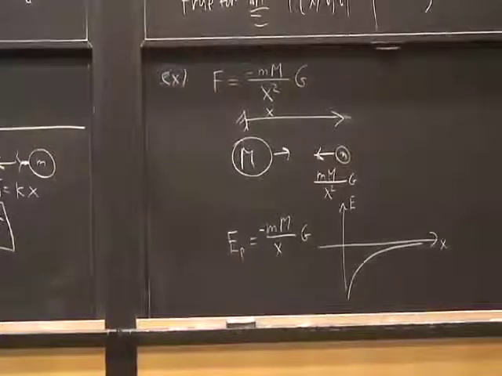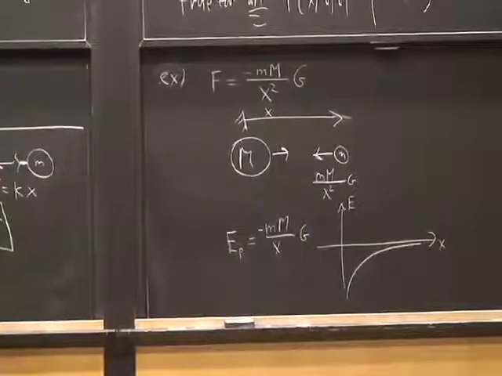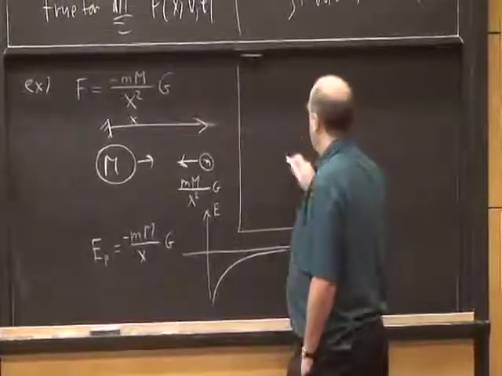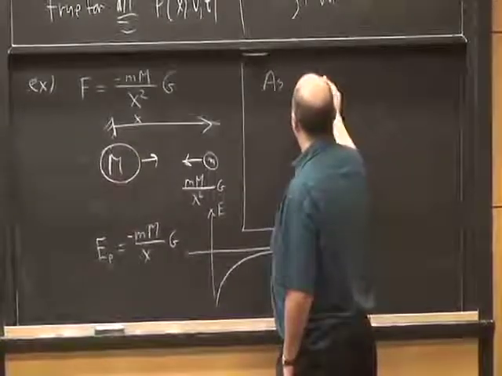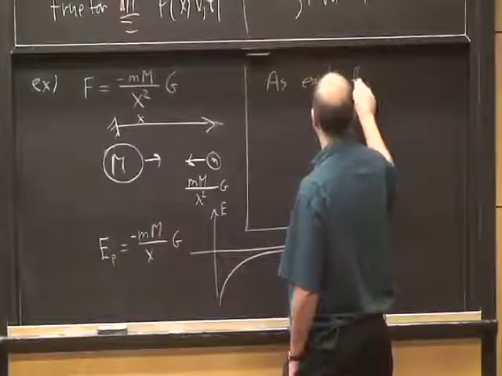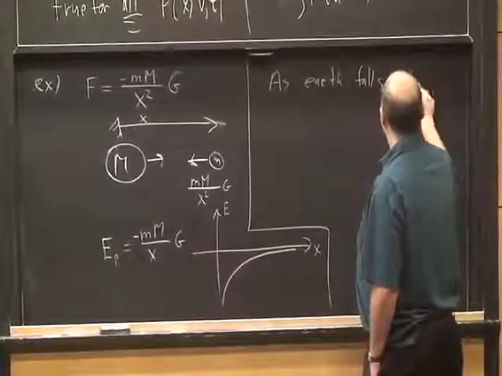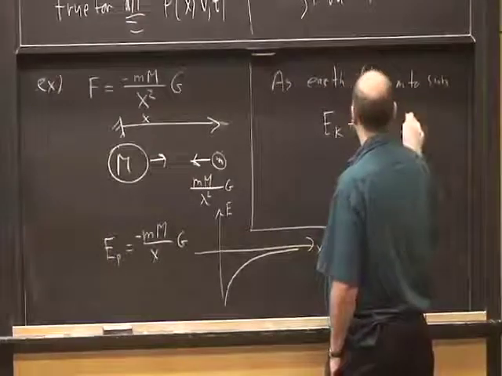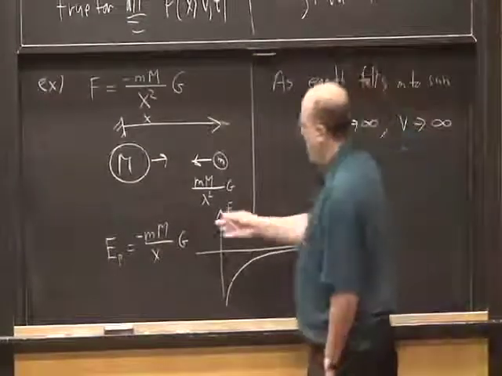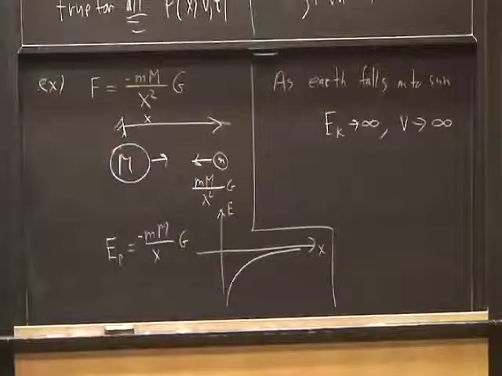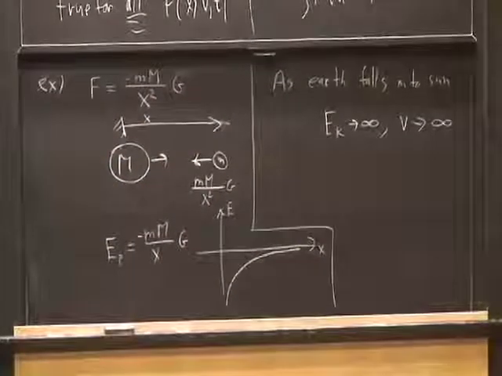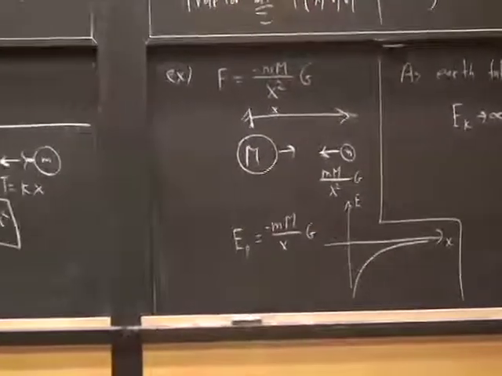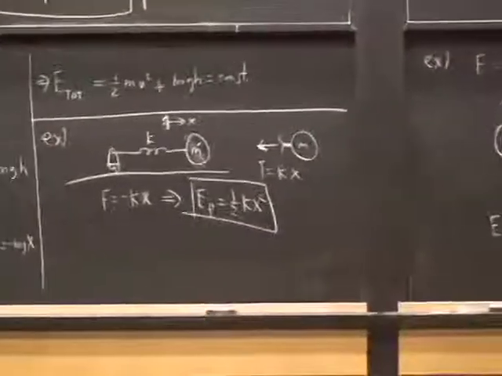And if it was falling in, the kinetic energy gets bigger and bigger. As the Earth falls into the sun, the kinetic energy goes to infinity. Another way to say that is the velocity would go to infinity. So we could try and solve the differential equation and figure out what the velocity is as a function of time. This is a kind of problem that Newton was very good at and solved lots of problems like this. Okay, any questions about these examples?